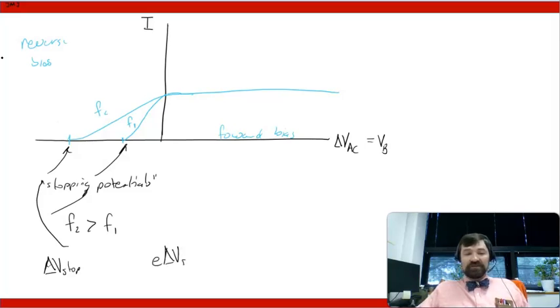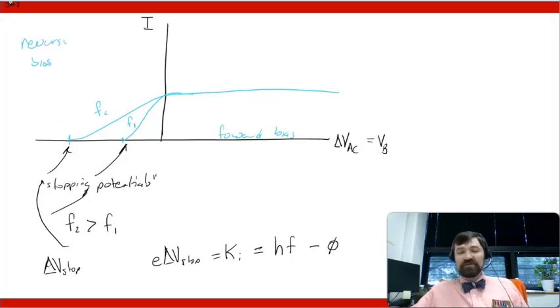E delta V stop is equal to whatever the kinetic energy initial is, but that in turn is equal to HF, H times F, not H sub F, H times F minus the work function. Now it's important enough, again, to put in a box. So again, E times delta V stop is equal to HF minus the work function.